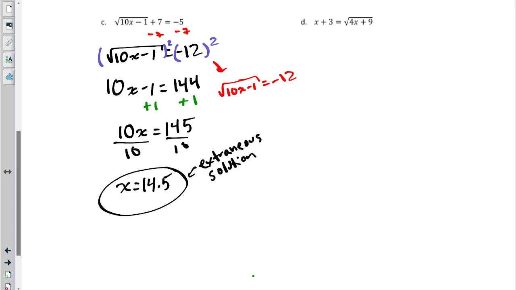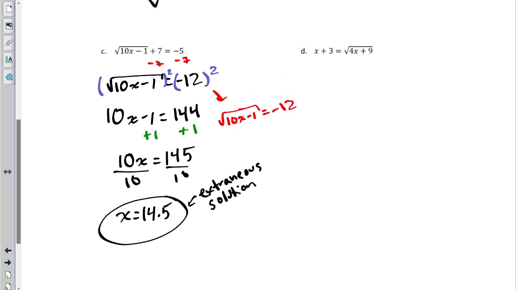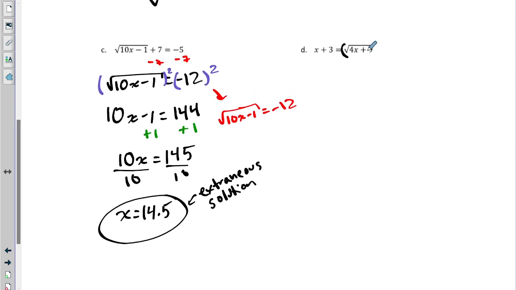All right. I'm going to start up D, and then I'm going to call it good. The only thing we can really do is take the square of both sides. And so I'm going to get x plus 3 quantity squared equals 4x plus 9. These things cancel, but I still have to square everything on this side.